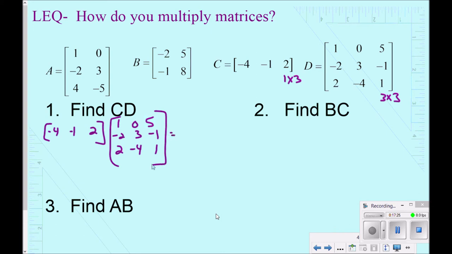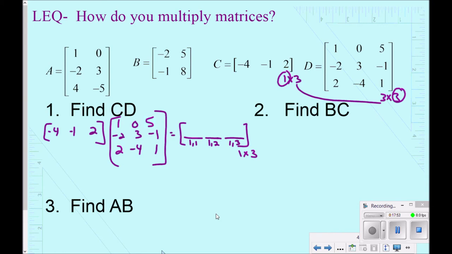So now I'm going to go ahead and multiply. So we said that multiplication is possible. We also can see the dimensions are going to be 1 by 3. So I'm going to go ahead and make a 1 by 3, 1 row, 3 columns. And I'm going to go ahead and label those positions. So we have the first row, first column, the first row, second column, and the first row, third column.